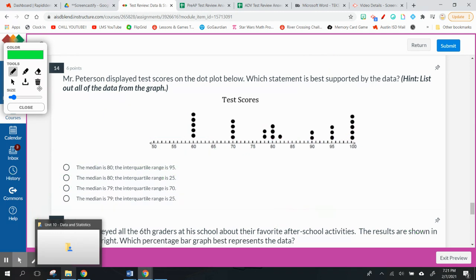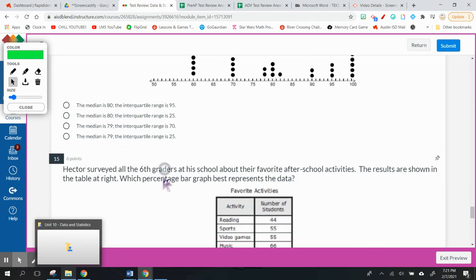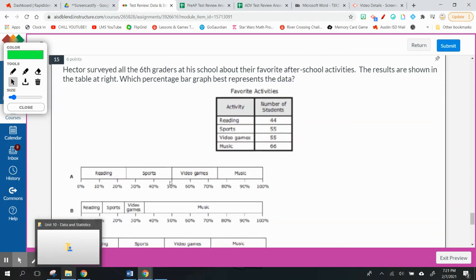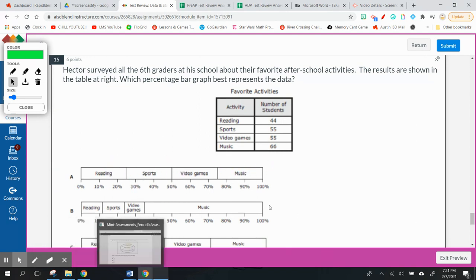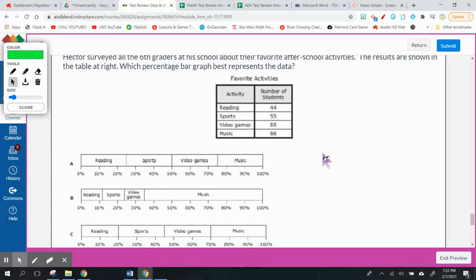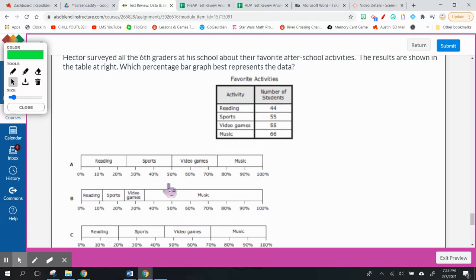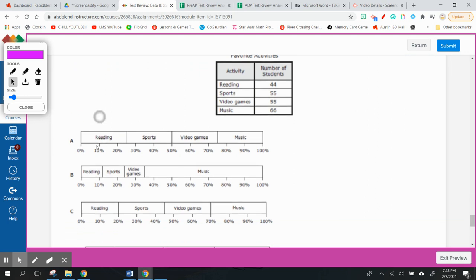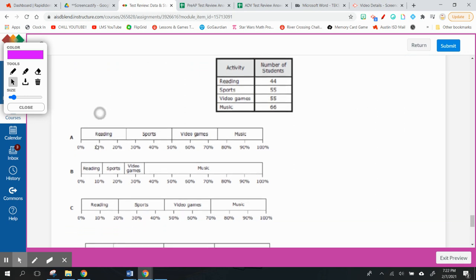Awesome. Let's take a peek at question 15. Question number 15. All right, let's see if we can get that to go away. There we go. All right. Hector surveyed all the 6th graders at his school about their favorite after-school activities. The results are shown below the table on the right. Which percent bar graph best represents the data? All right, so I'm going to scooch this so we can see a little bit more.